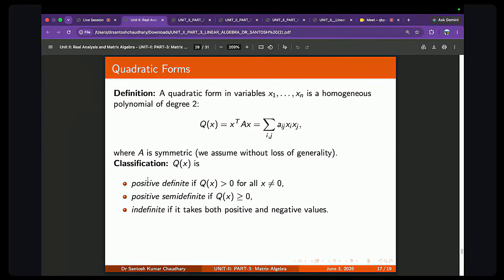So you have already seen, we say Q(x) is positive definite if Q(x) is positive. Like A is a positive definite matrix if Q(x) is positive for all non-zero x. Positive semi-definite if Q(x) is greater than or equal to 0 for all x belonging to Rn. It is indefinite if it takes both positive and negative values, meaning it is neither positive definite nor semi-definite.